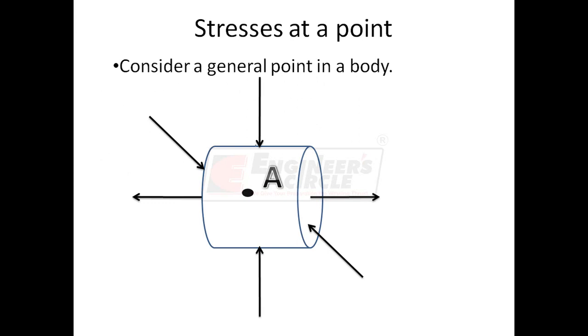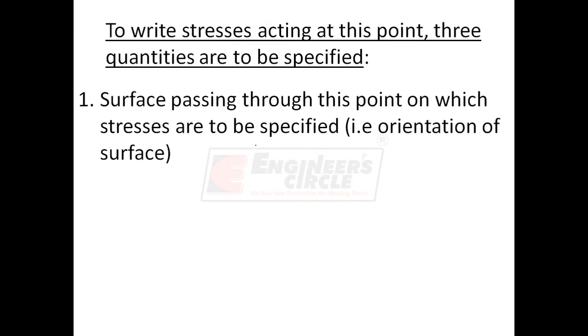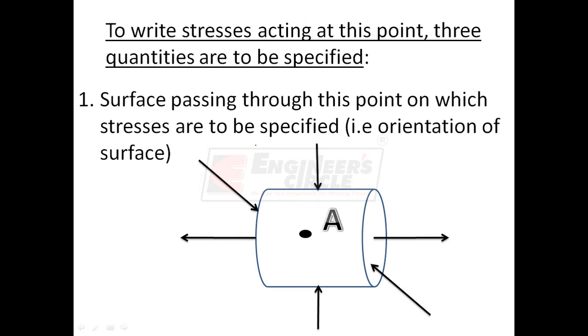At this point A, to specify the stresses, we need three quantities. The first quantity is the surface passing through this point on which stresses are to be specified. That is, at this point A, we want to specify the stresses on the vertical plane or the horizontal plane or this plane or this plane. Suppose we want to specify the stresses on this plane, then we have to identify this plane, that is, we have to specify the orientation of this plane.